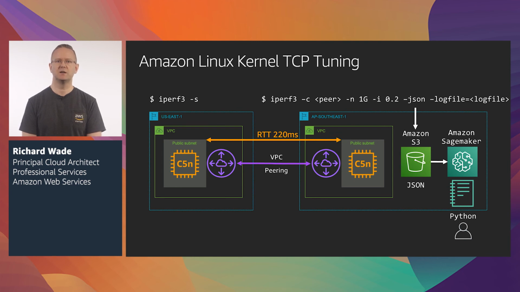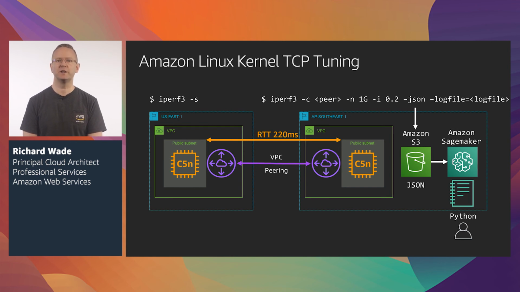In each VPC, I created a C5N 9 extra large instance using the standard Amazon Linux 2 AMI, and I peered the VPCs. In AP Southeast 1, I have an Amazon SageMaker notebook, which I will use to analyze data written to an S3 bucket by the performance measurement software iPerf3.